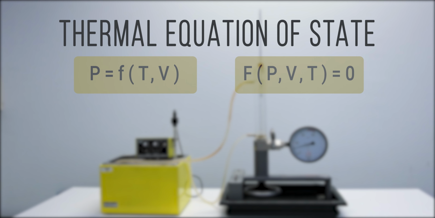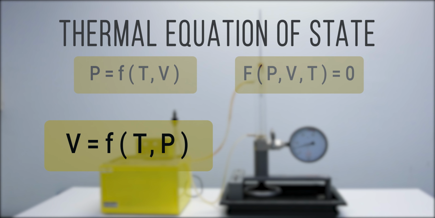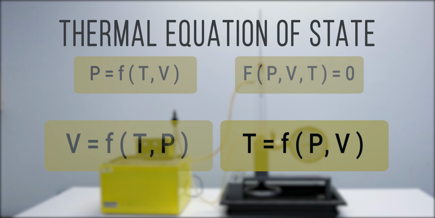If we had fixed temperature and pressure instead of temperature and volume, we could observe the resulting evolution in volume. In the same way, if we had chosen pressure and volume as independent properties, we could observe the evolution of temperature. In any case, we obtain different mathematical relations of the same physical dependence.